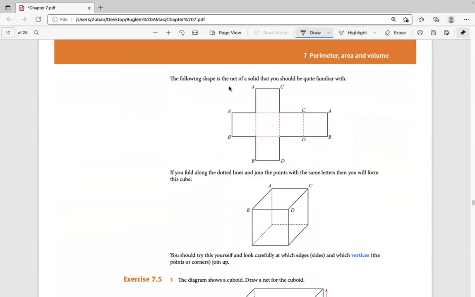The following shape is the net of a solid that you should be quite familiar with. If we are just looking at it, I can see 6 similar squares. So if we close it, we'll get a cube. What is the main difference between a cube and a cuboid? Cuboid is basically a rectangle in 3D, and a cube is a square in 3D. Okay, that's right. In a cube, we have all 3 sides equal. And in a cuboid, we may have all 3 different, or we may have one different. So that's a cuboid.